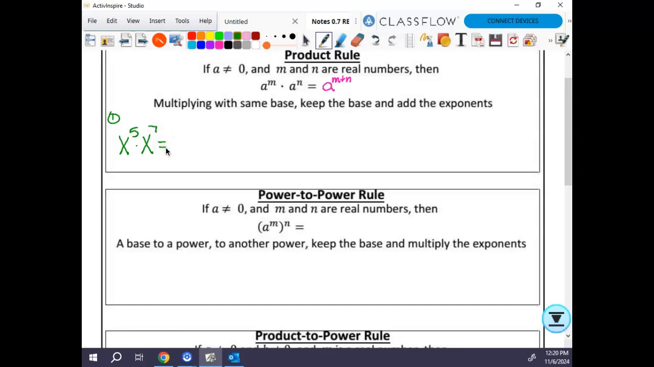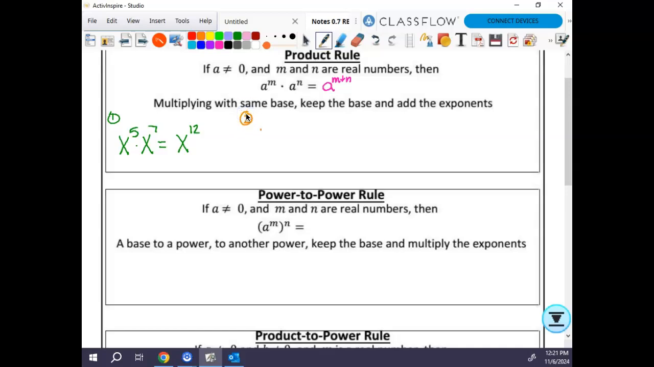I'm pretty confident that we know that this is not x to the 35th, right? We add them and we get x to the 12th, right? Old news. We're good at that. Okay, then let's do another one.